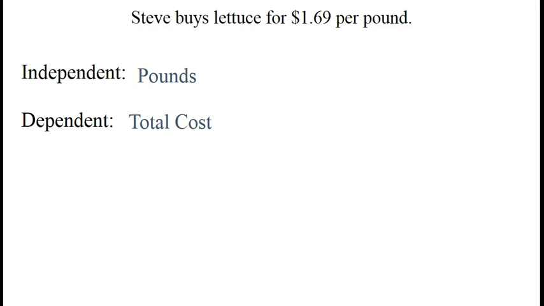And I'm going to now need to define a variable. I'm going to use x. That's going to be the amount of pounds. And so writing an equation for that, I'll have y is equal to $1.69 per pound times x pounds. And then to write this in function notation, my last step is to change my y to f of x. So f of x is equal to 1.69 times x.